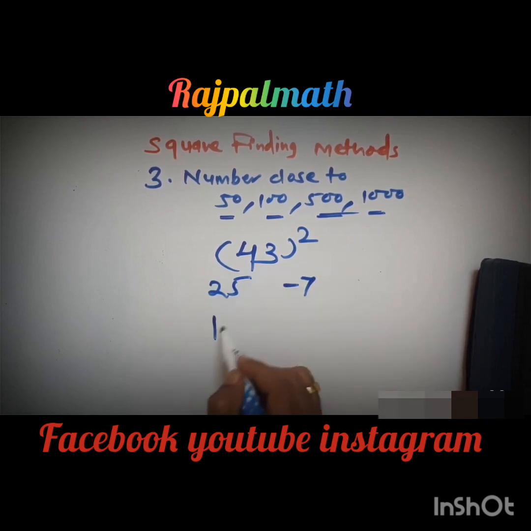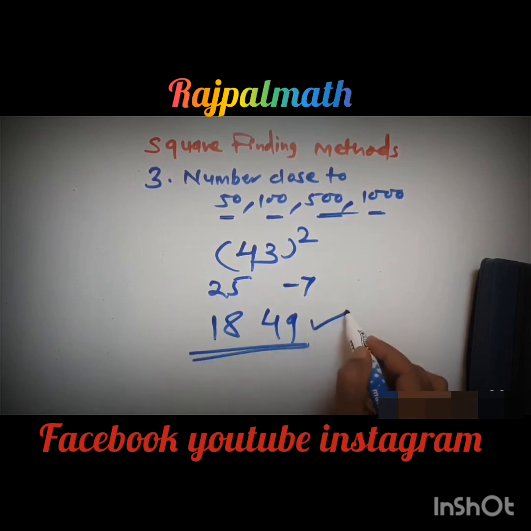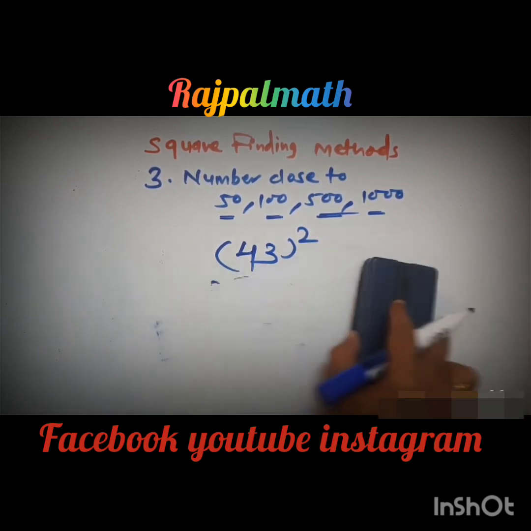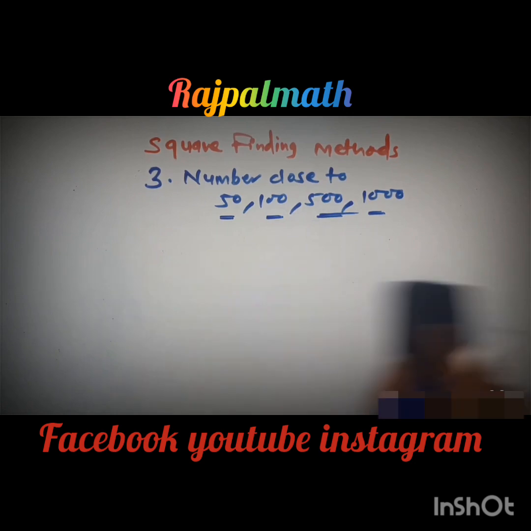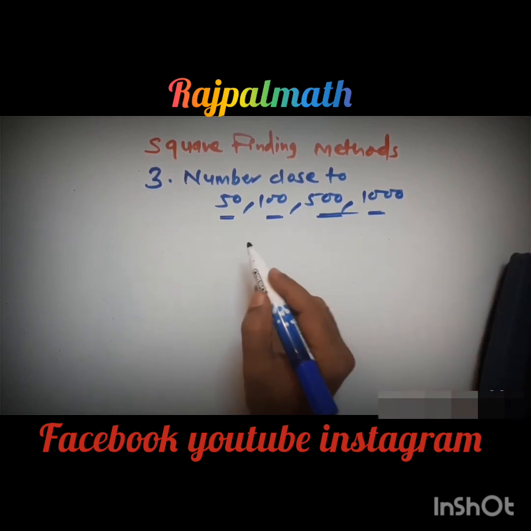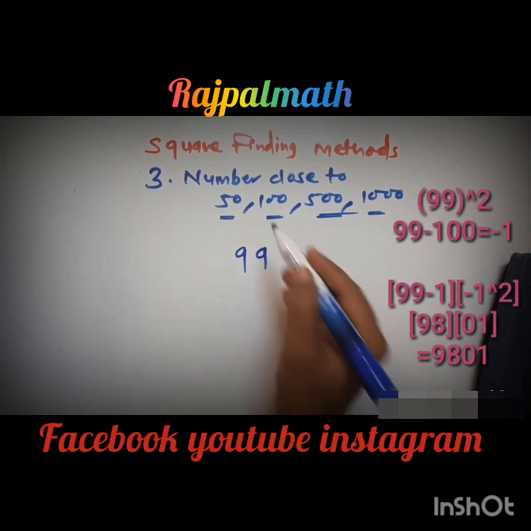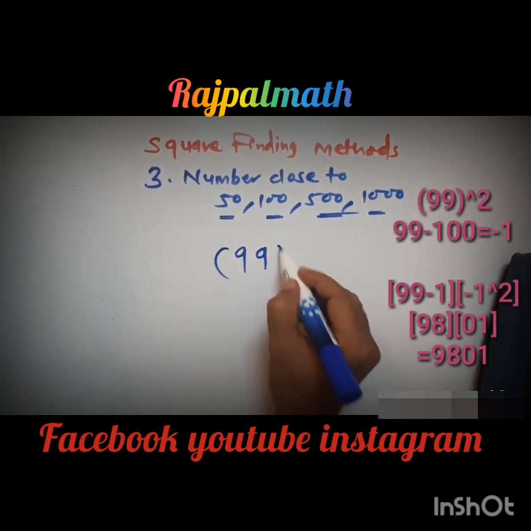25 minus 7 is 18, and square of 7 is 49. So 1849 is my answer. The same method you can apply for 100 as well. So let's take an example where I want to find out the square of 99.